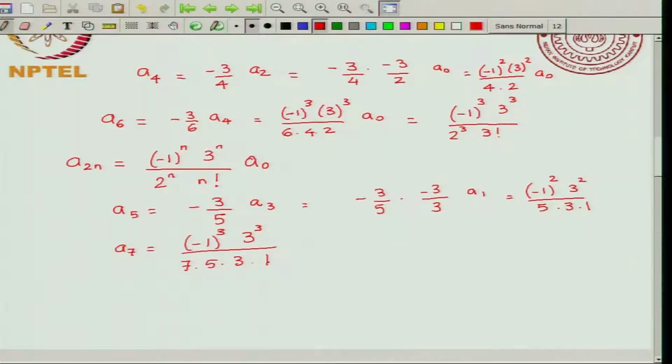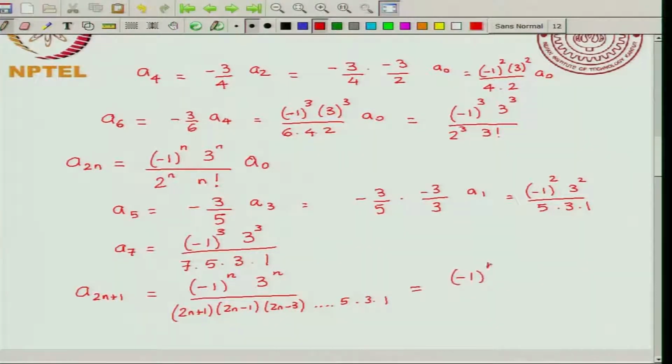So you can write the general expression a_{2n+1} is equal to minus 1 raised to n 3 raised to n divided by, now what I have is 1 3 5 7. So what you have is 2n plus 1, 2n minus 1, 2n minus 3, all the way up to 5 3 1. So it is this product. This is the expression for a_{2n+1}. Sometimes this is called a double factorial, and you use the double factorial symbol for this. So sometimes this denominator is conveniently denoted as (2n+1) double factorial. That is just a notation for this.